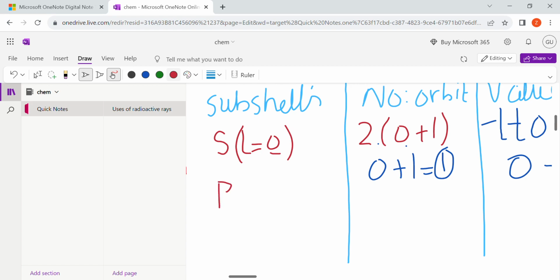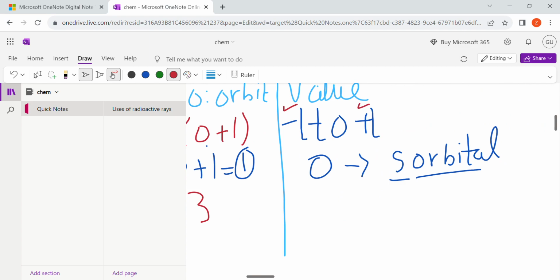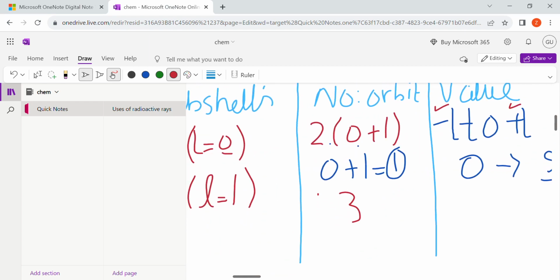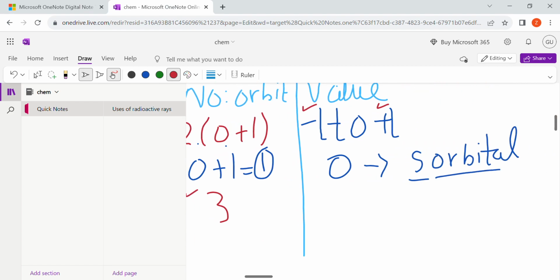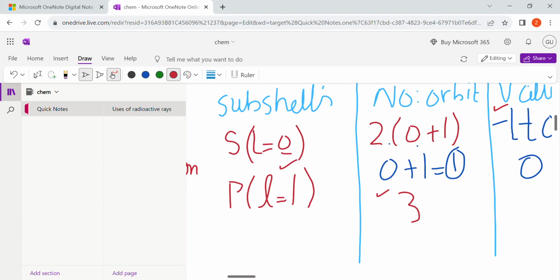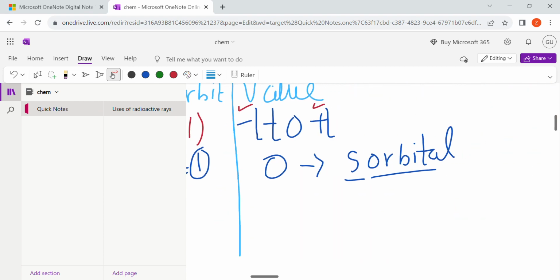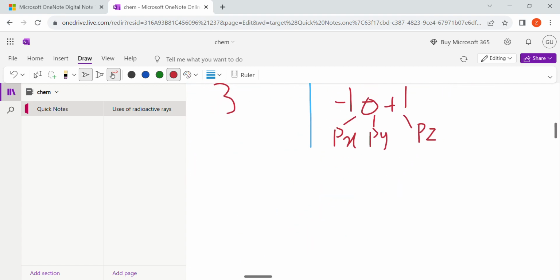Alright, in the same way we are going to calculate every subshell value. For example, for p, we calculate with the full formula and we'll get 3. So now from -l to +l, we start from -1, 0, +1, since the value of l is 1, okay? Now let's just name that: px, py and pz, okay.